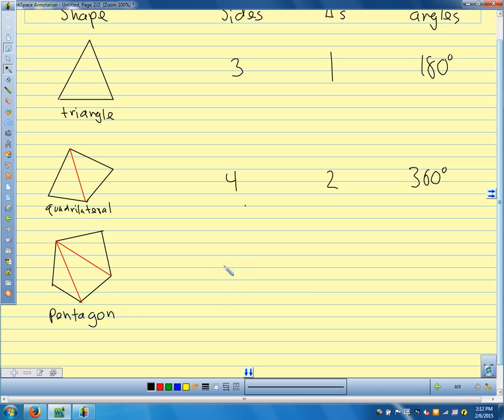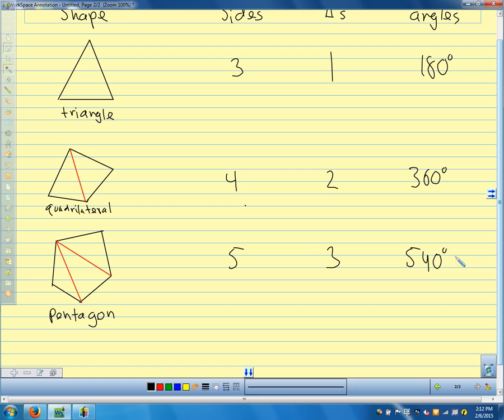All right, so pentagon, how many sides? 5. How many triangles did I divide it into? 3. So if I have 3 triangles, what are all the angles going to add up to? 180 times 3, 540.